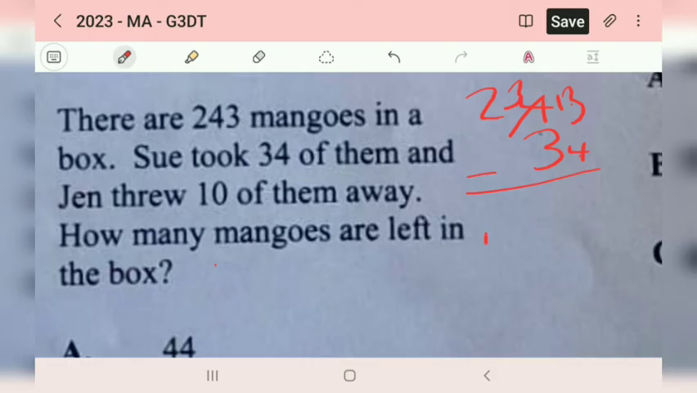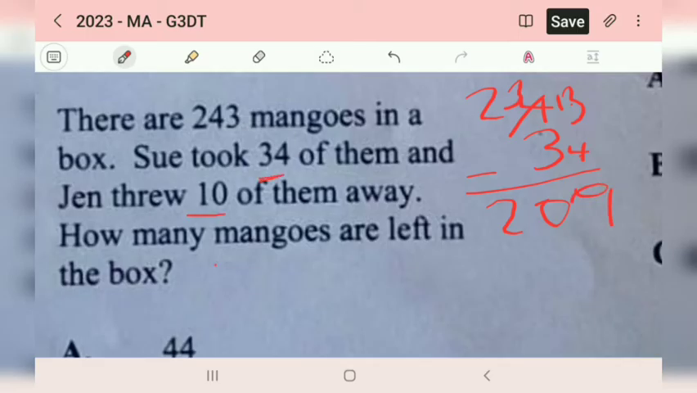Alright, so 4, 5, 6, 7, 8, 9, 10, 11, 12, 13. Let's see. 1, 2, 3, 4, 5, 6, 7, 8, 9. So we're having 9 here. Alright? 3 from 3, we're left with 0. And we have our 2 back. Alright? So right here we have 209. Let's put the 209 now. 209. But remember, we've only taken out Sue's 34.